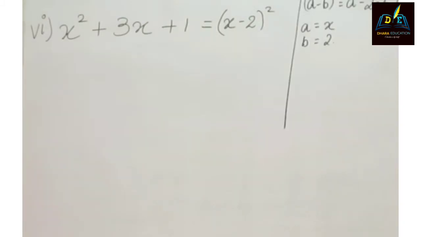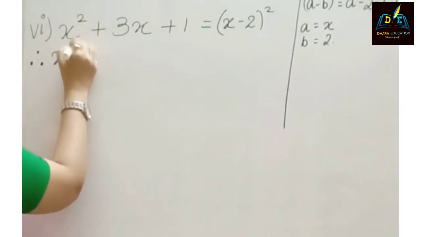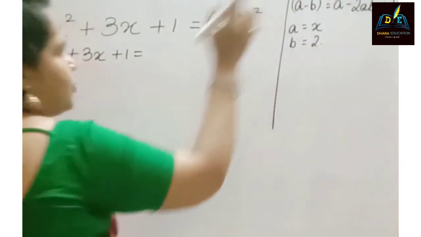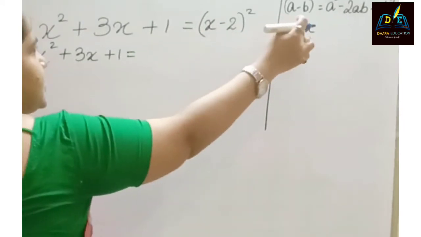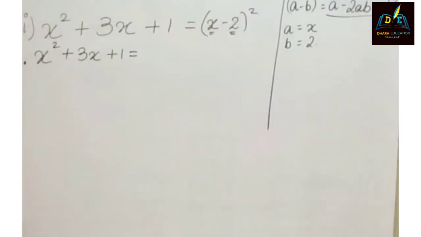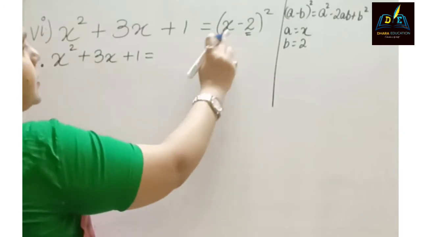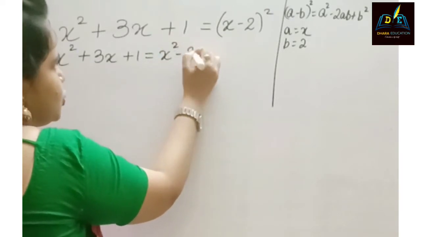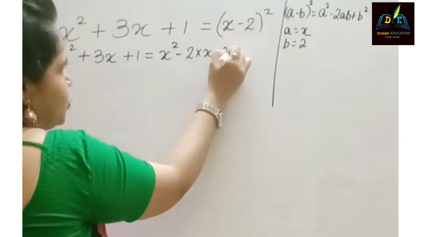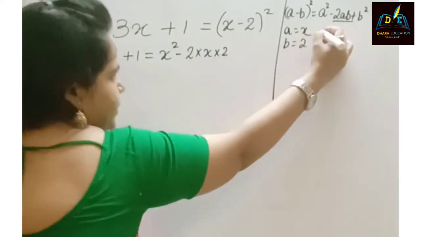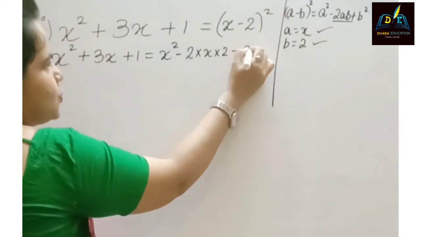So let's start. The first step will be x square plus 3x plus 1 is equal to, now we expand this term using the formula, where a is x and b is 2. Substituting into a square minus 2ab plus b square, we get x square minus 2 multiplied by x multiplied by 2, because 2ab is there, and minus 2 the whole square.